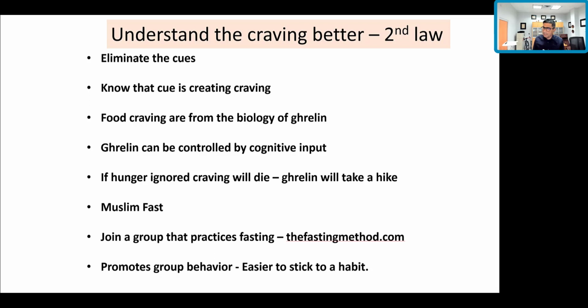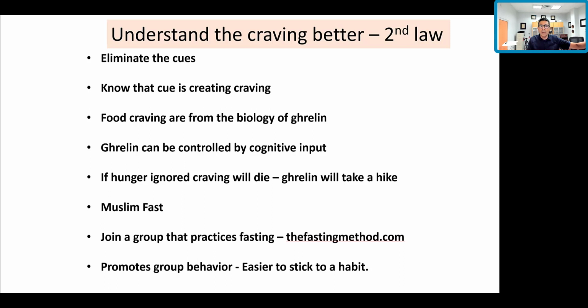What about craving? How do you deal with craving, which is the second aspect of habit formation? We already said eliminate the cues. Knowing that the cue is causing the craving is important. Understanding the biology that ghrelin is leading to that craving for food will help you. Understanding the biology that if you ignore ghrelin for about 20 to 60 minutes, your hunger will go away. So in other words, hunger will not last forever. If you ignore the craving, the ghrelin will say, I want to take a hike. This person is not listening to me. I'm going to go away.